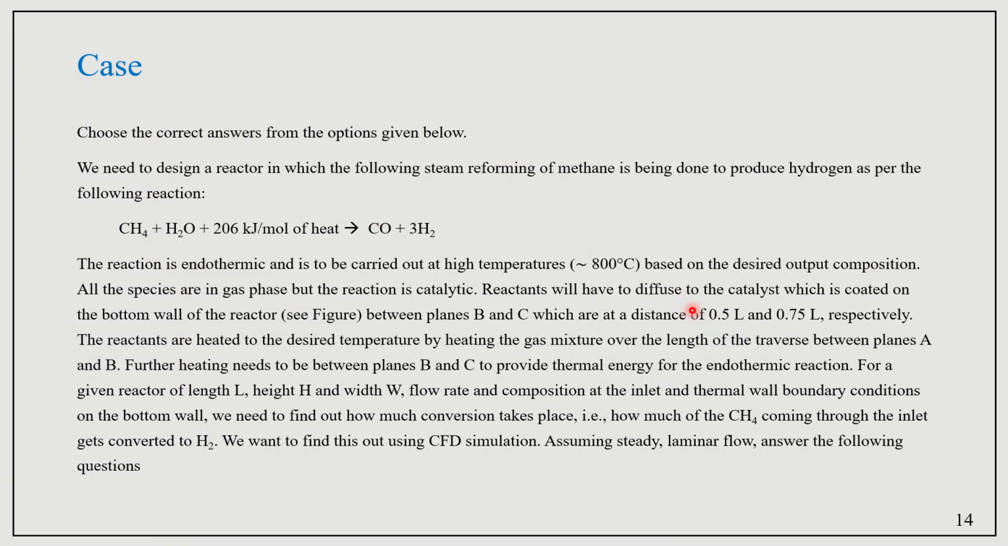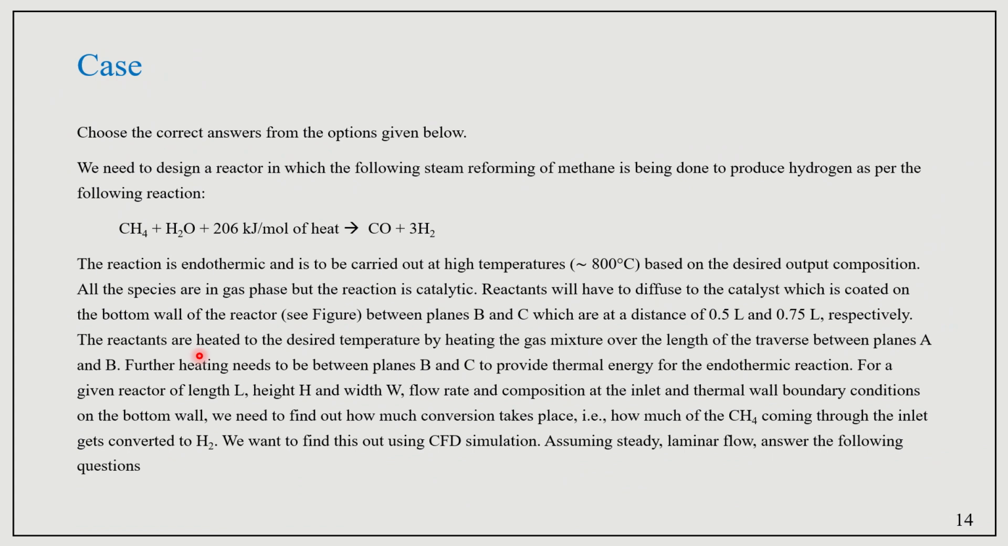All species are in the gas phase, like methane and steam. The reaction is a catalytic reaction, so reactants have to diffuse to the catalyst, which is coated on the bottom wall of the reactor. Between planes B and C, we have the catalyst coating at the bottom wall. So reactants will have to diffuse to the catalyst, which is at the bottom between planes B and C. Planes B and C are at distances of 0.5 times L and 0.75 times L.